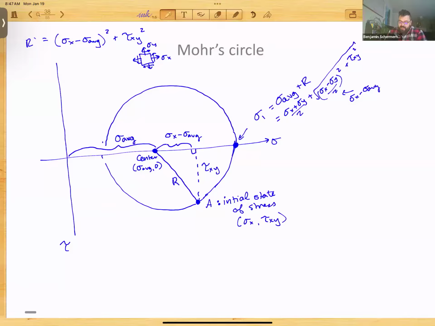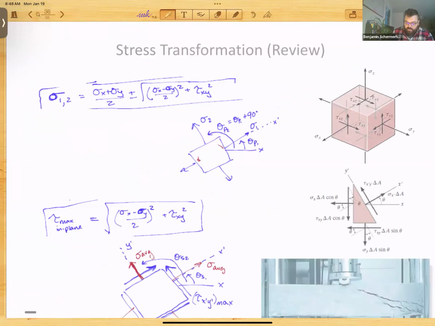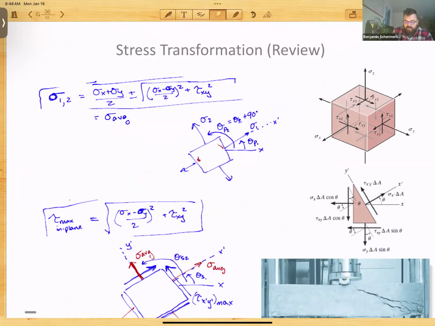But that is the same equation that we derived the other day, right here at the top. Sigma x plus sigma y over 2, that's sigma average. And then plus or minus what's inside that square root is our radius. So it's plus or minus the radius of that Mohr circle.